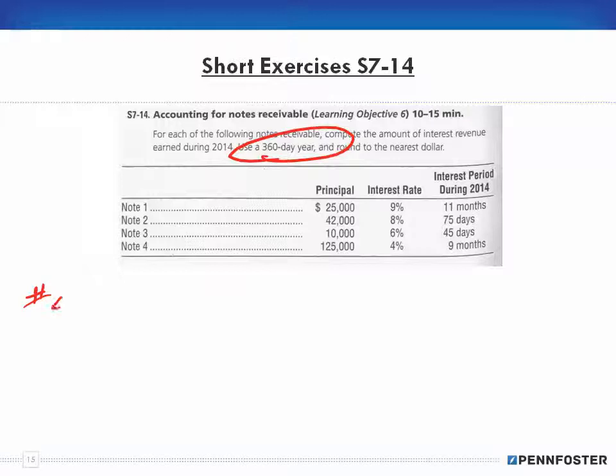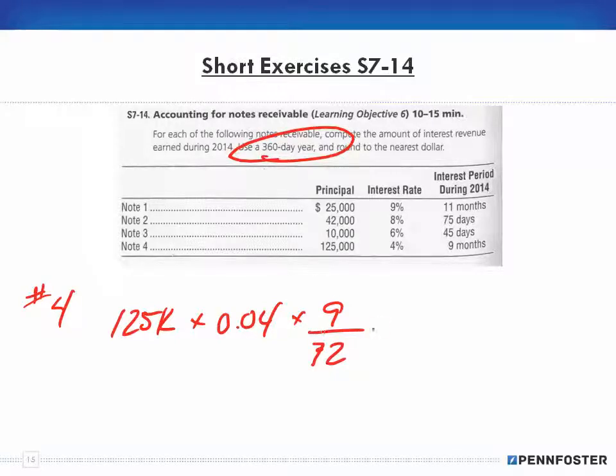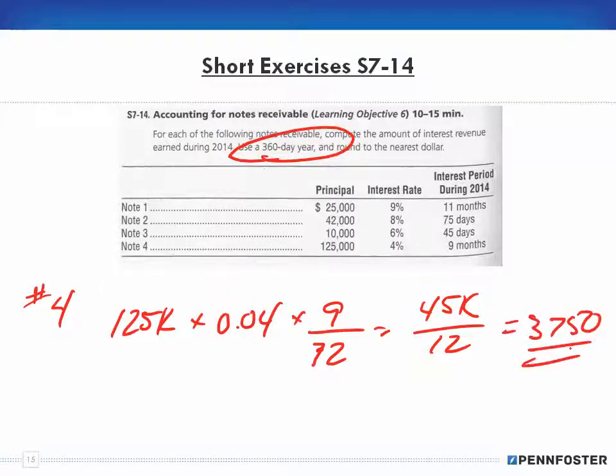And so now number 4 is 125,000 times 0.04 for 4% times 9 months, over 9 over 12. Okay, so when I do the math, 125,000 times 0.04 times 9 gives me 45,000, and I divide that by 12, and that gives me $3,750 as my answer to that problem.